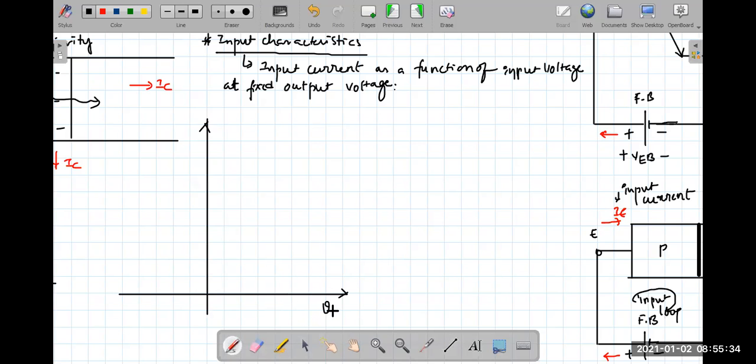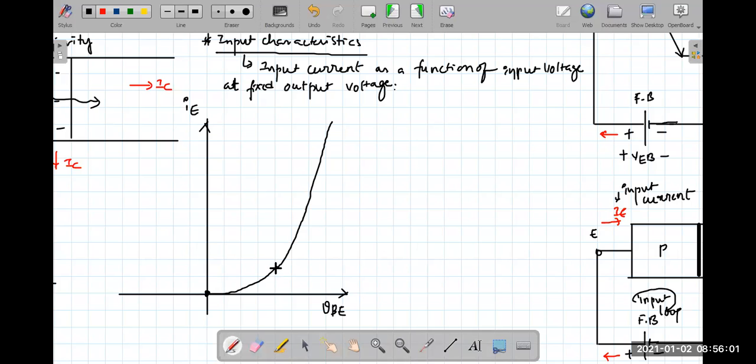So this is the base emitter voltage. Actually, this should be emitter voltage with respect to base, but simply we call it base emitter voltage. This is the input current, and input current is nothing but the emitter current. So what do you get? This is a simple diode, right? The emitter current will start to flow the moment the voltage crosses a certain limit.